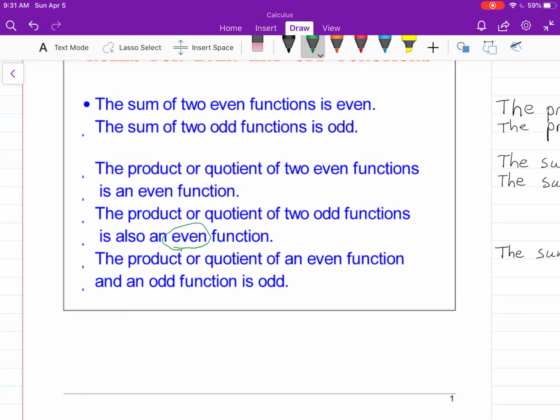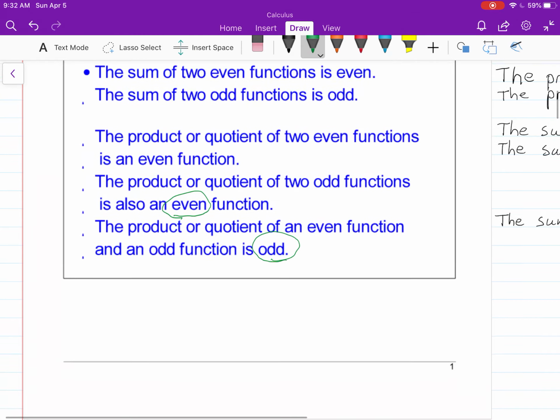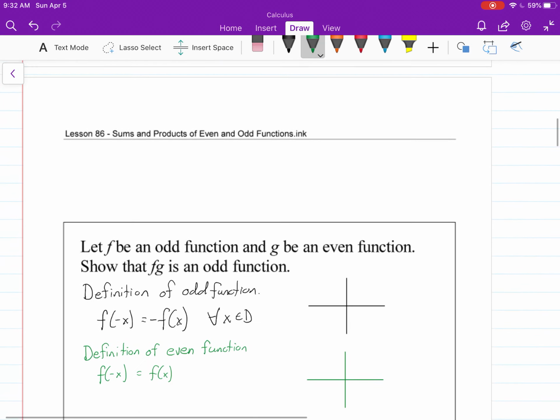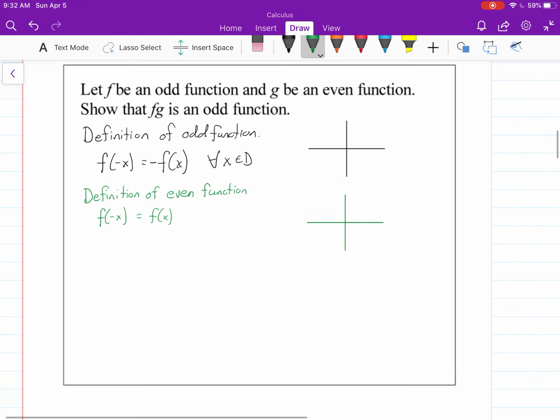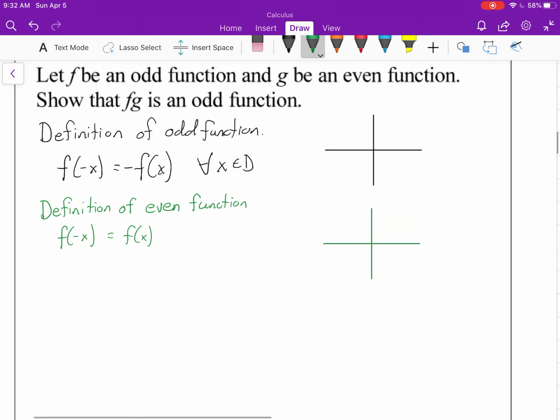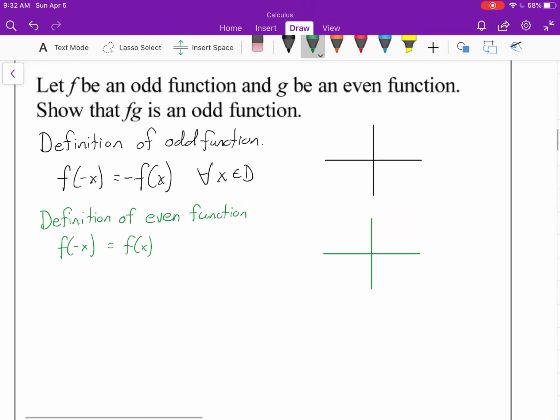So these are the ones that sometimes get tricky. And the product or quotient of an even function and an odd function is odd. So these are the functions, not actual numbers. We're going to use this and show that a couple of these things are true. The first thing we need to do before we do that is talk about what even and odd functions were. So actually this is an example here. Let f be an odd function and g be an even function. Show that f times g is an odd function.